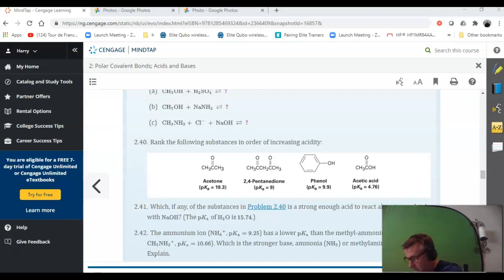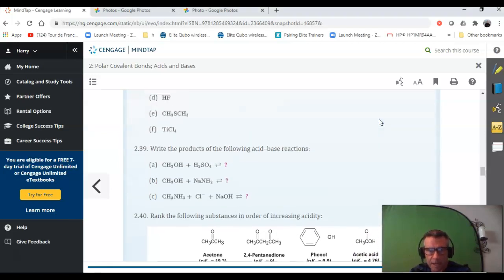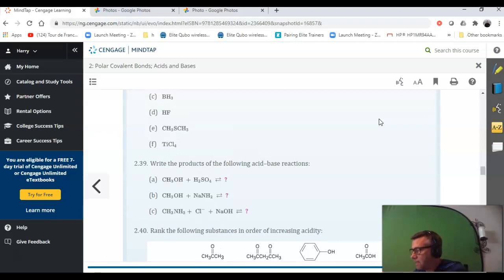Let's see if we can keep rolling to 39. And maybe it'll be more efficient this way. So I'm going to see if I can just move down to 39. Write the products of these acid-base reactions. So sulfuric acid is clearly going to be your acid, so it's going to donate H+. So I'd say the products are CH3OH2+. In other words, this acted as a base and grabbed that H+, plus HSO4-.